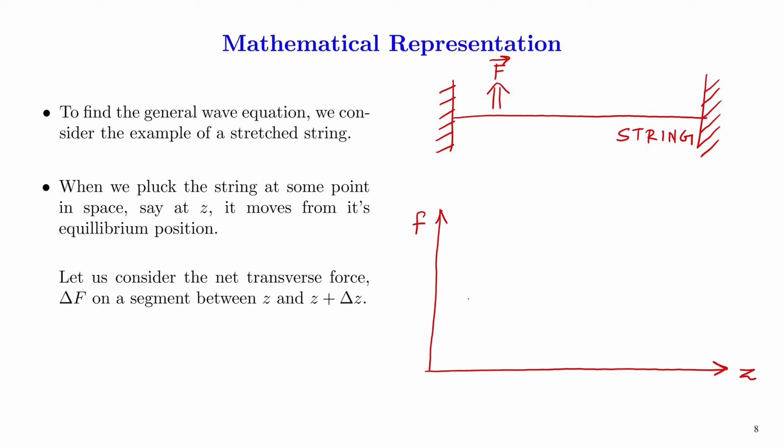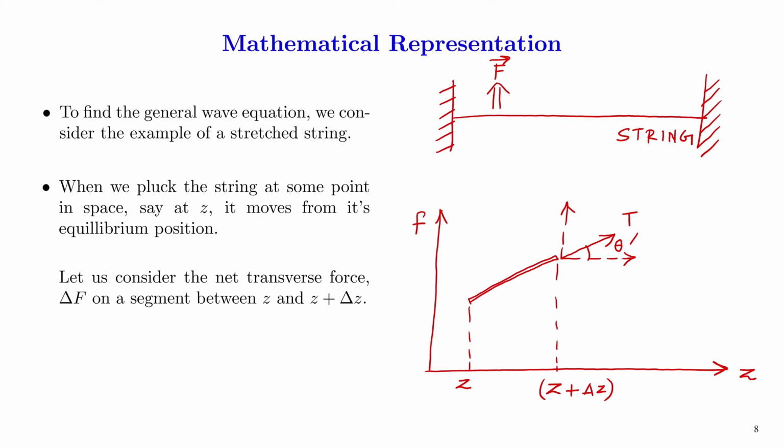Let us consider a particular portion of the string that has been displaced by the wave motion. We consider two ends, so this end is located at z and this end of the string is located at z plus delta z. The tension at z plus delta z is along a direction tangential to the string, and let us resolve it into horizontal and vertical components. Let us assume that this angle is theta prime.